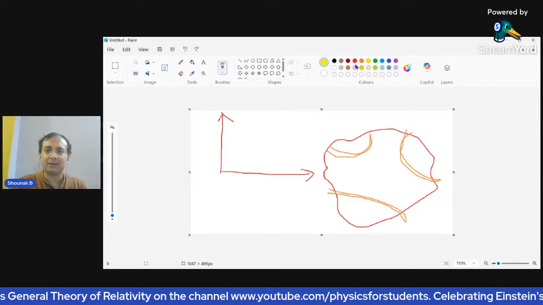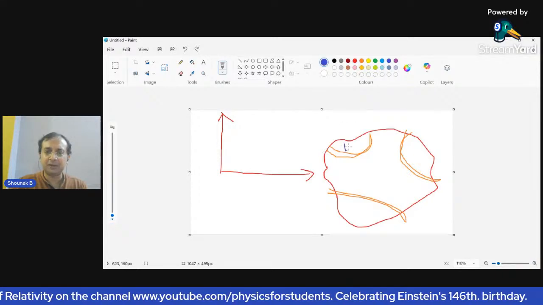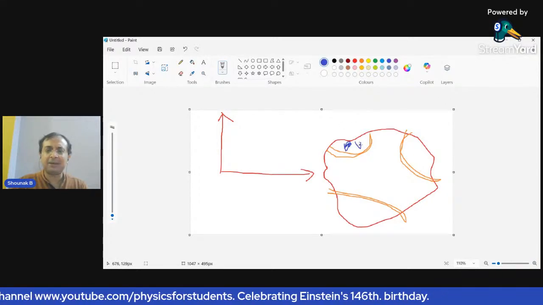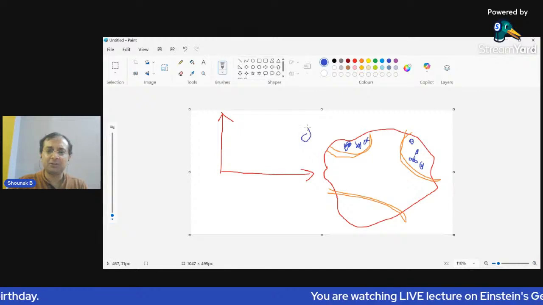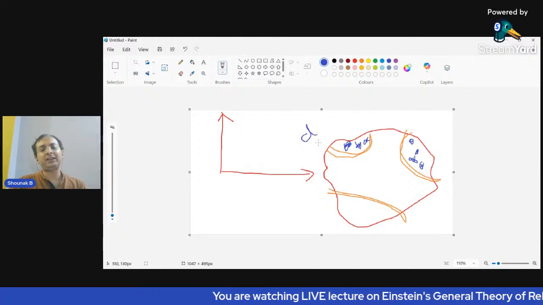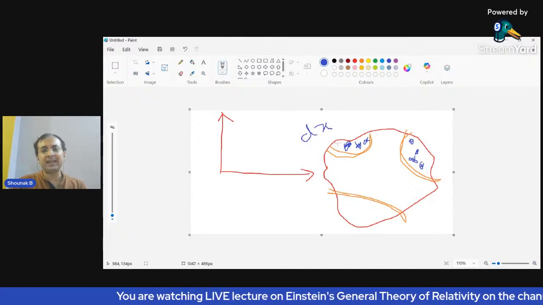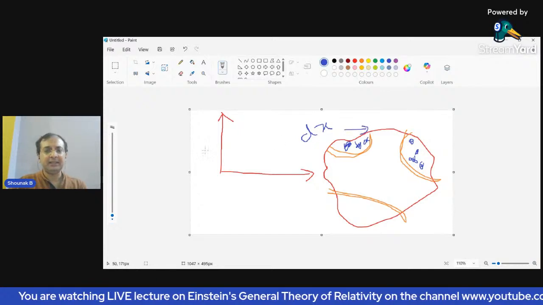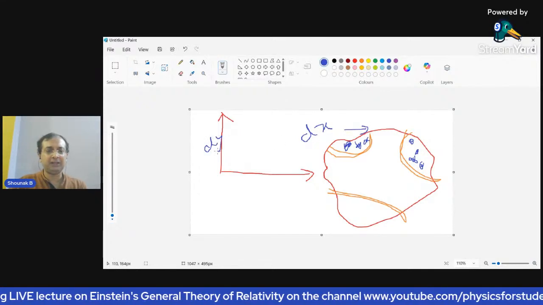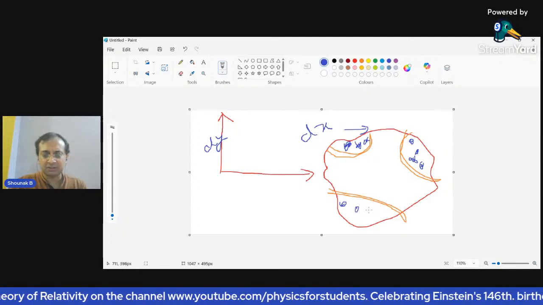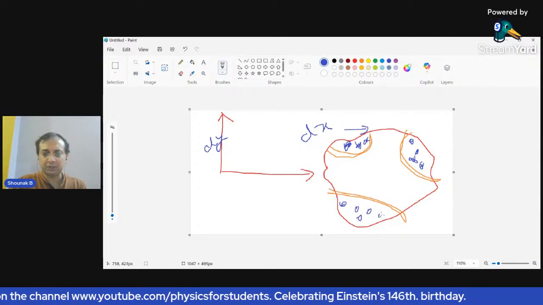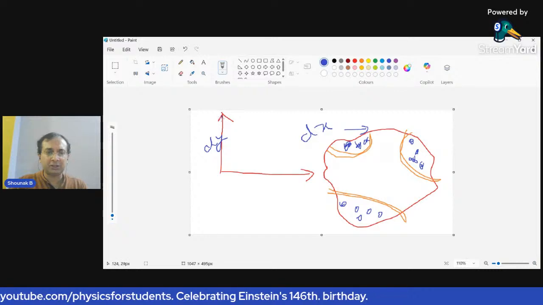I need to break these things up. I can break this thing up into small different parts, and this is what is called the differential or the infinitesimal volume. So it can be dx for the x direction, dy for the y direction, and so on. These are basically small, short distances which we want to measure.